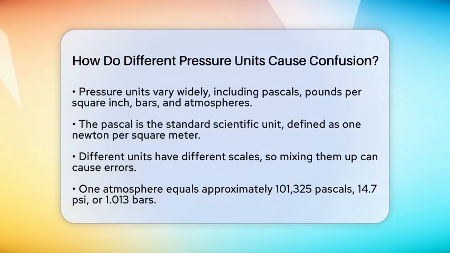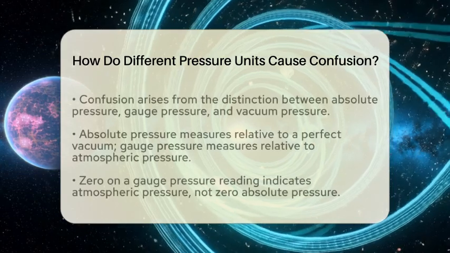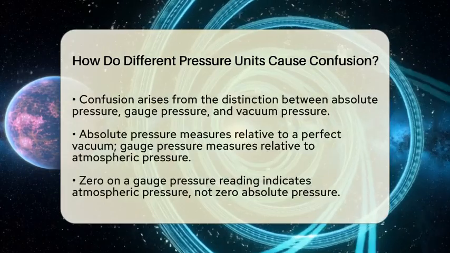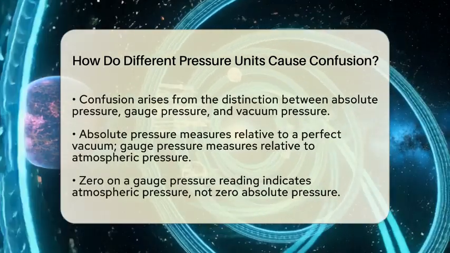For example, 1 atmosphere is about 101,325 pascals, but that same pressure might be shown as 14.7 pounds per square inch or 1.13 bars. If you forget to convert between these units, your calculations could be way off.